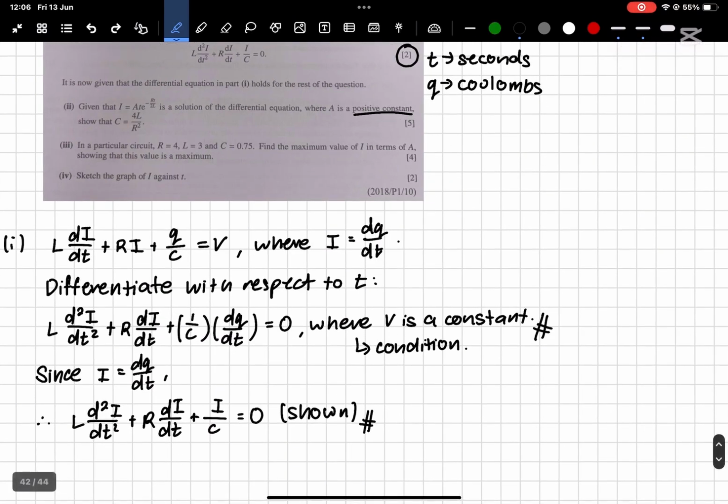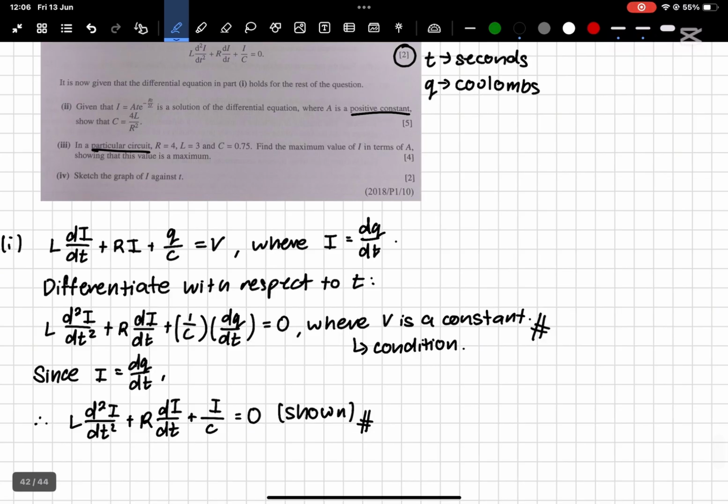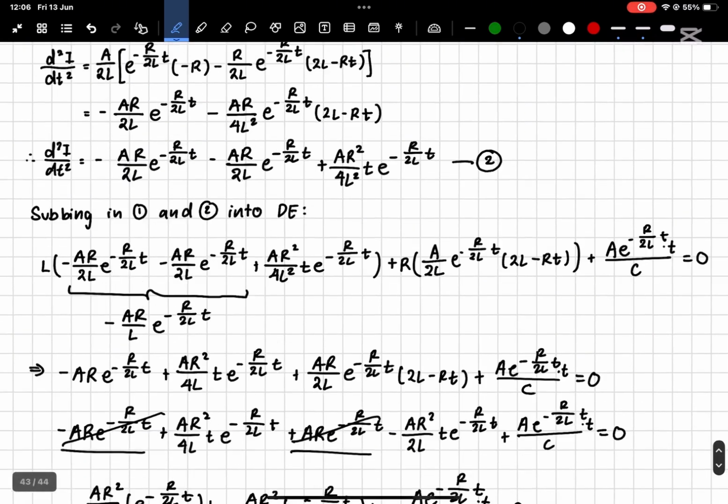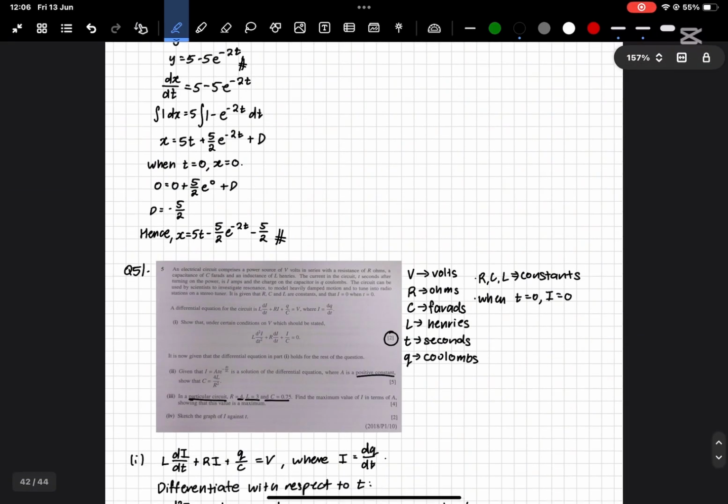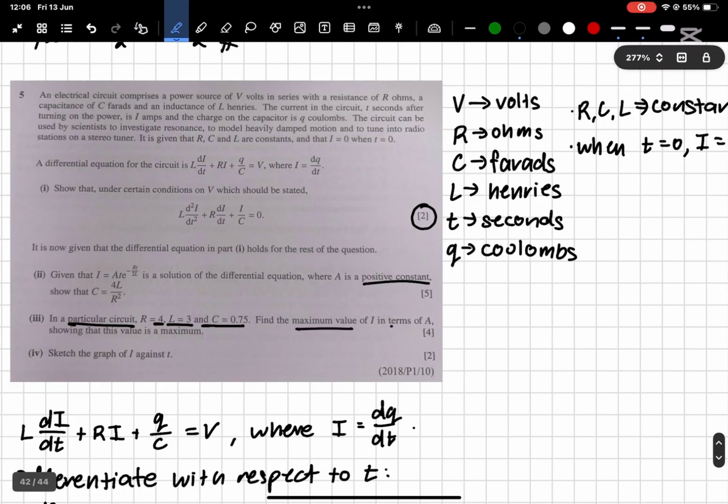Okay. In a particular circuit, R equals 4, L equals 3, and C equals 0.5. So since I don't want to keep referring back, I'll rewrite that. R equals 4, L equals 3, C equals 0.5. Okay. So what do they want? Find the maximum value of I in terms of A, showing that this value is a maximum.